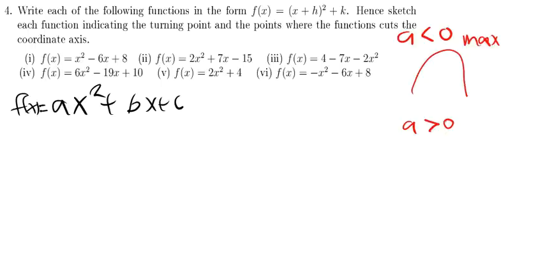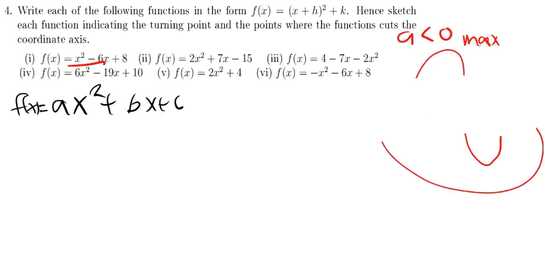So when a is greater than 0, you expect to have the minimum and the graph will go like that. So before you even sketch and find anything, you should be able to know that this graph will go in this manner. As simple as that. The first question here, a is positive 1. The graph has to come like this. It's greater than 0.